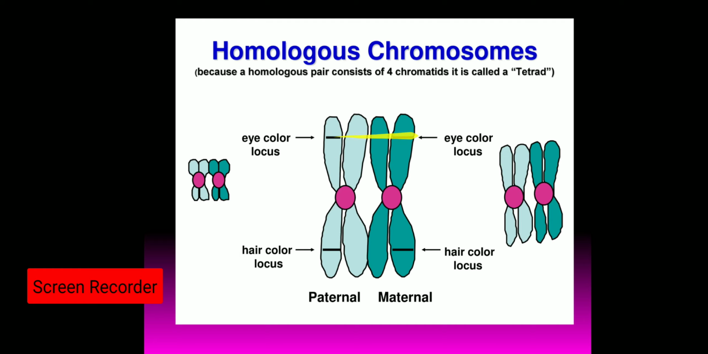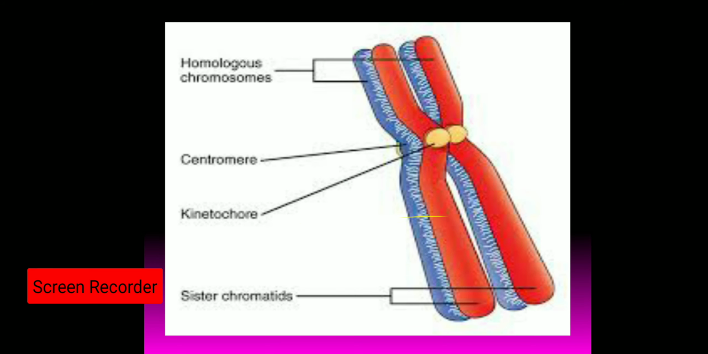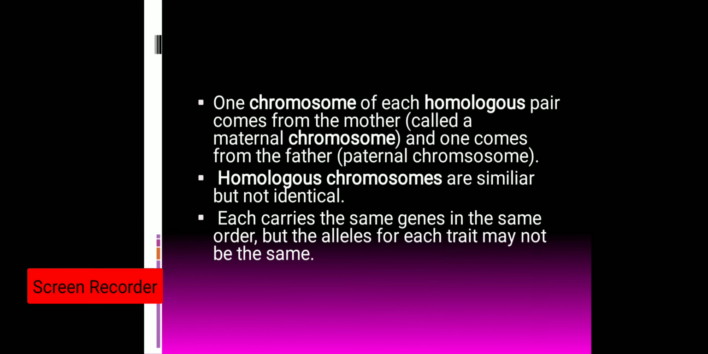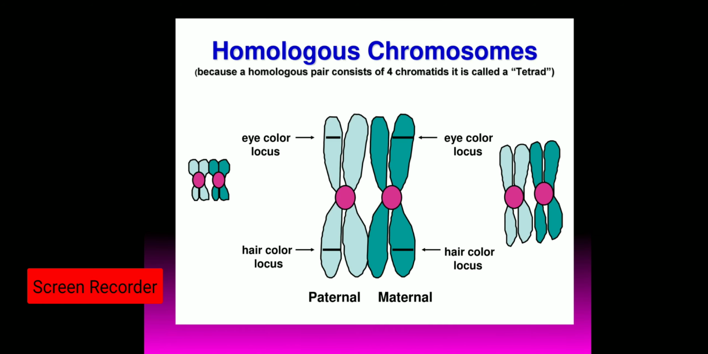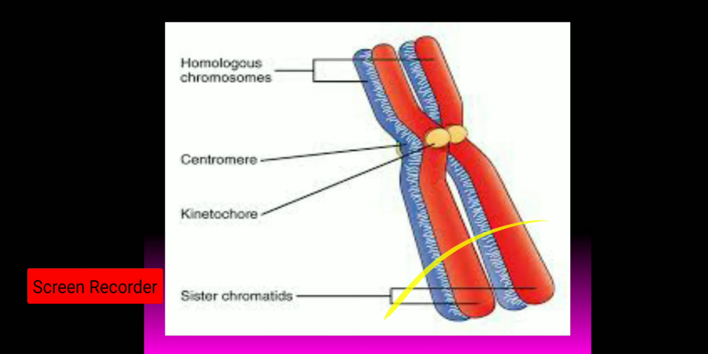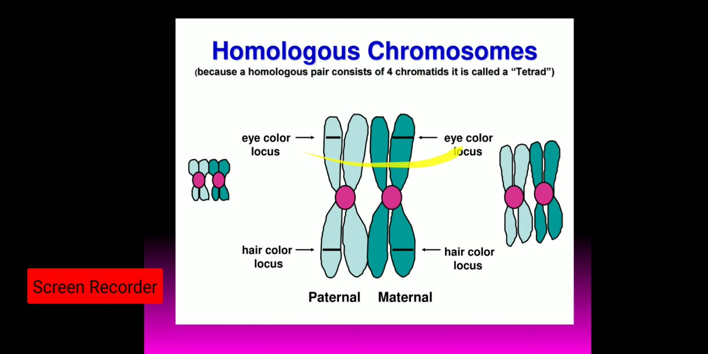It means they will have the same type of locus on which the genes are present, but the alleles for each trait will not be the same. Each carries the same gene in the same order. Like here is the gene for eye color and here is the gene for hair color. But the alleles may be different. Maybe this is for black eye and this is for brown eye. The two alternative forms of one phenotypical character are known as alleles.